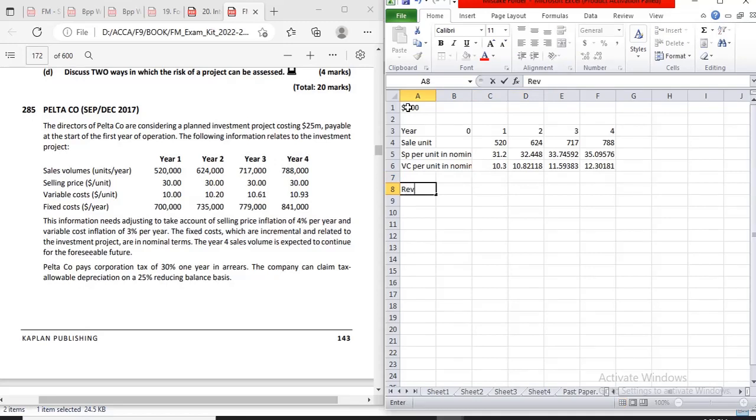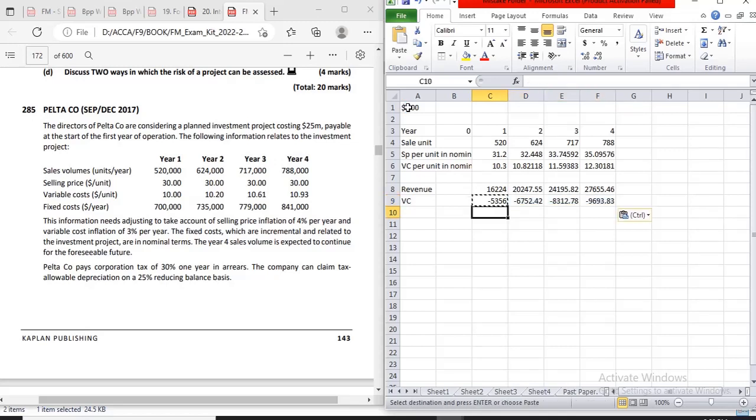Now it's time to get the revenue. Revenue is sales units times selling price per unit, and we get our revenue. Now it's time for the variable cost. How do we get that? Sales units times variable cost per unit in nominal terms. Now, netting off, we will get the contribution.